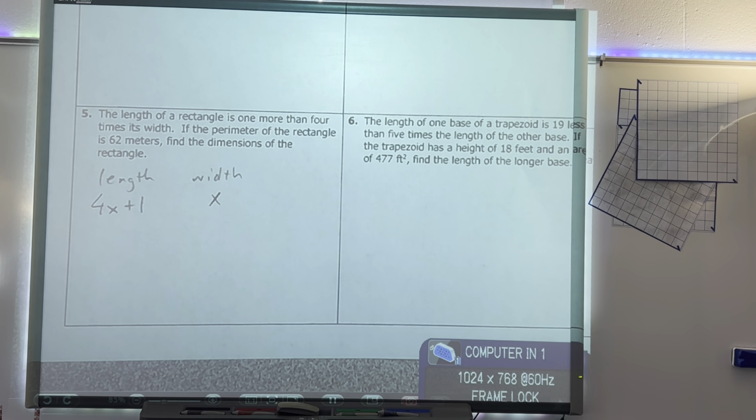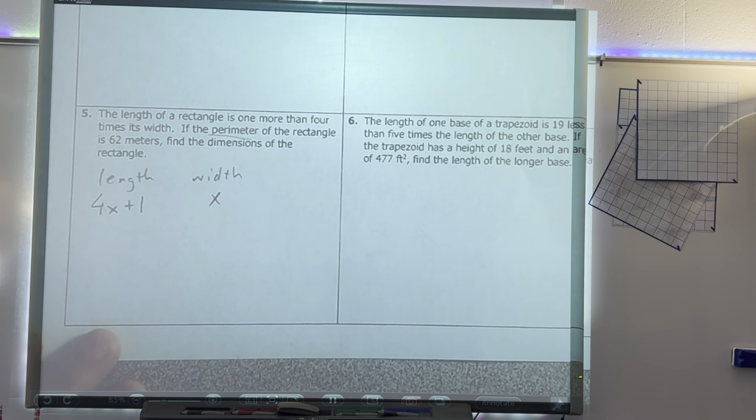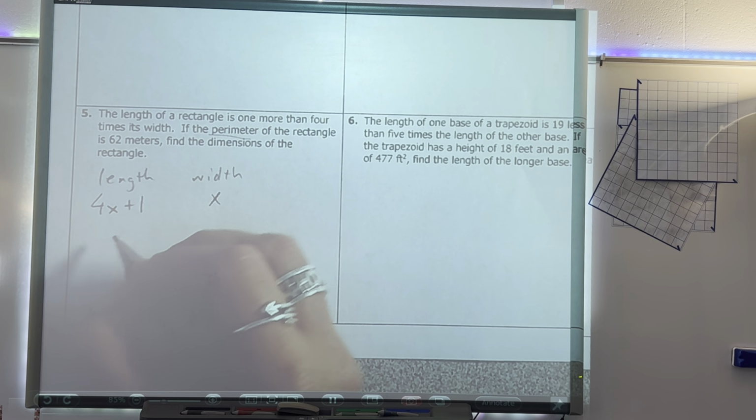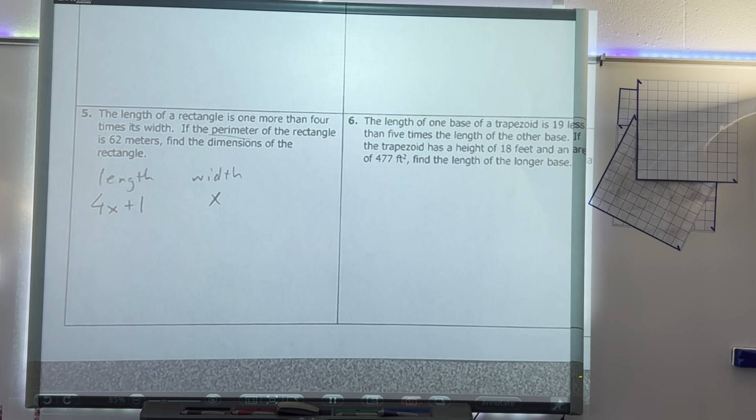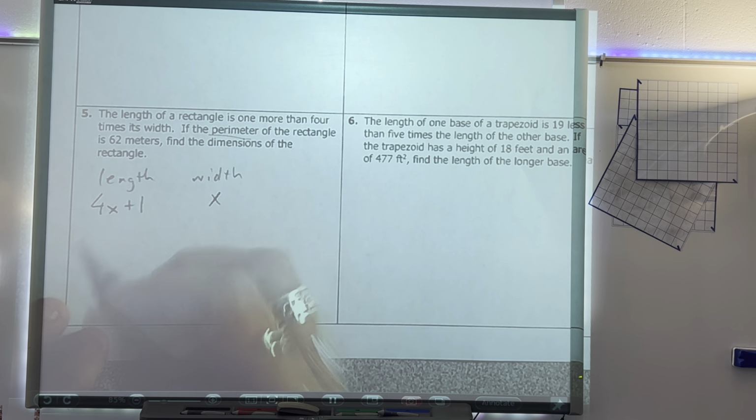All right, and then it says, if the perimeter of the rectangle is 62 meters, they want us to find the dimensions. So before I can find the dimensions, I gotta solve for X. So how am I gonna set that up? They're talking perimeter here. This is an algebra 1 problem. So how would I do that? Yeah, I'm gonna have to double them. So what's that gonna look like, Martin? Well, now let's write the equation out. So what would that look like? If I'm gonna double it, what am I gonna do?